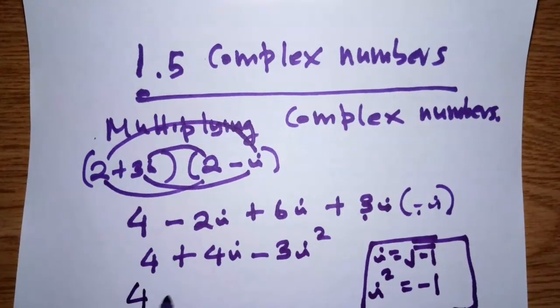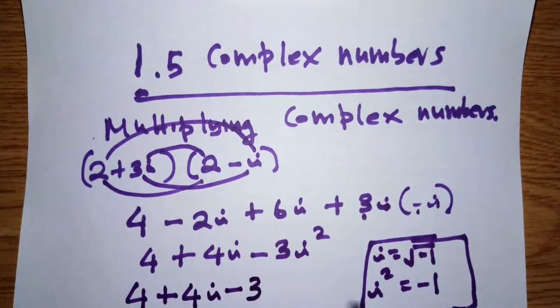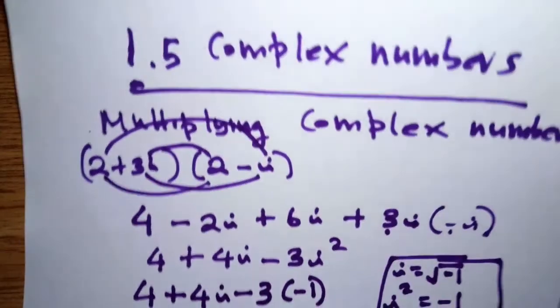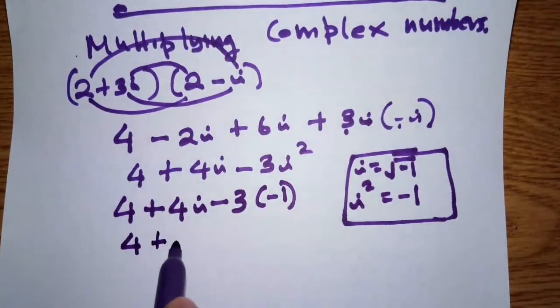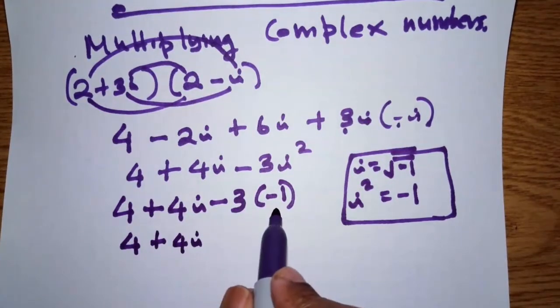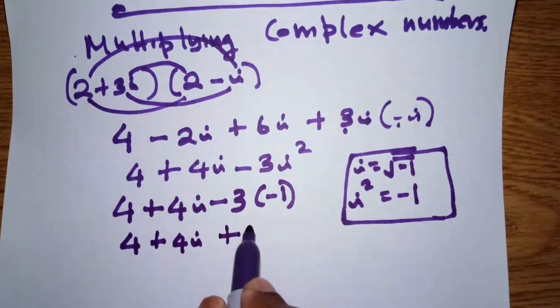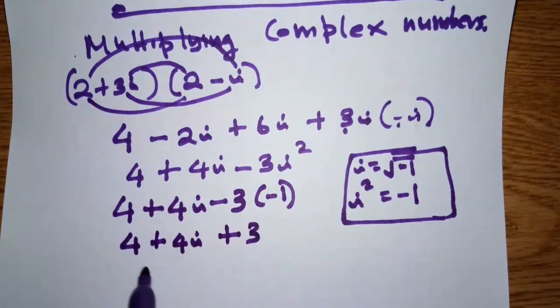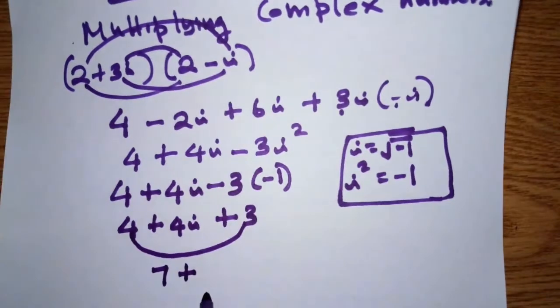So what you do is you come up to here, 4 plus 4i, and very carefully you have the negative 3. For i squared, you plug in negative 1. So now you have 4 plus 4i, and you got a negative 3 times negative 1, which is positive 3. And then if you add the real parts together again, you get 4 plus 3, which is 7, plus the imaginary part is 4i.